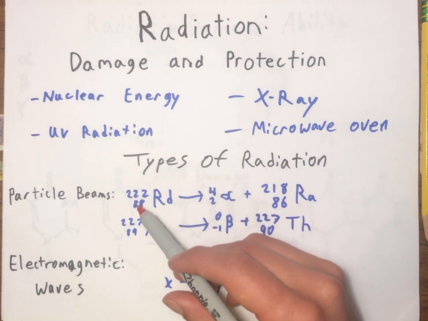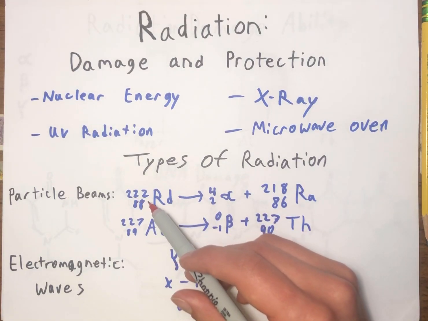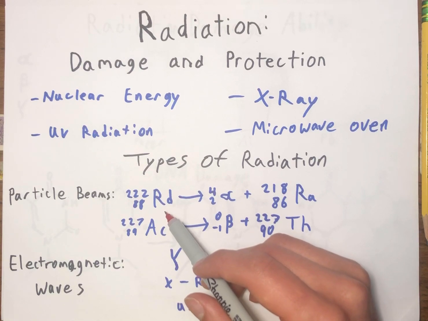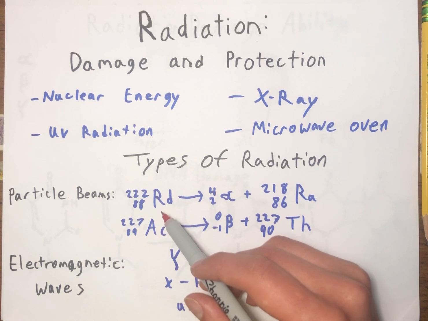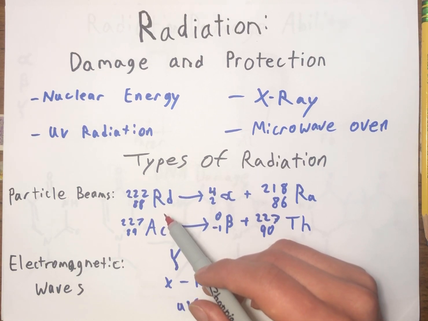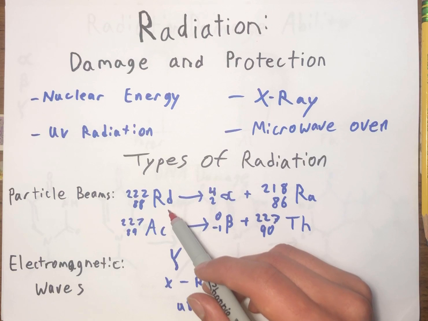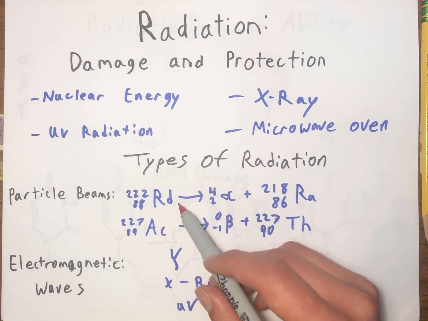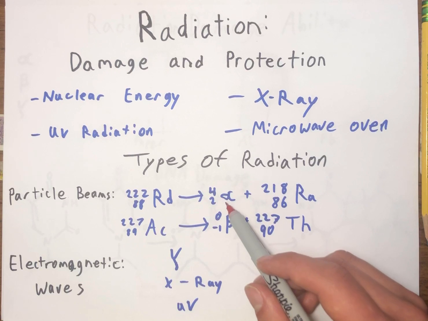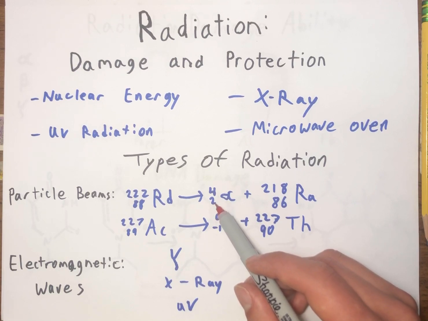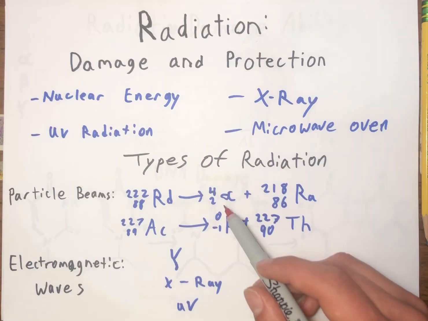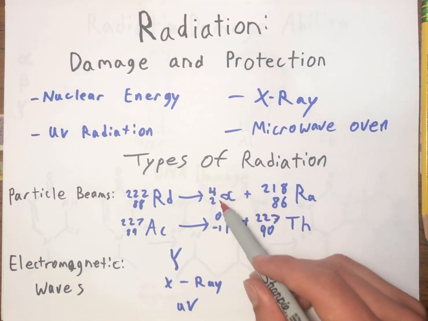Here I have the 222 isotope of rubidium. Rubidium in this state has too heavy of a nucleus, too many protons and too many neutrons. So in order to go to a more stable state, it will often emit what's called an alpha particle. Now, an alpha particle consists of two protons, as indicated by the bottom number, and two neutrons, which forms an atomic mass of 4, indicated by the top number.